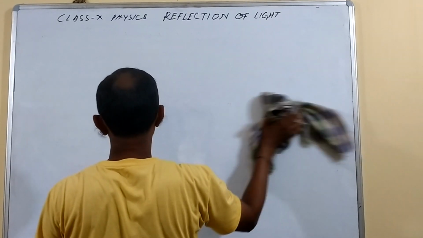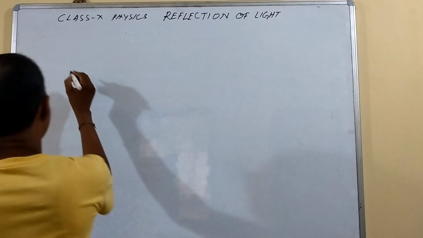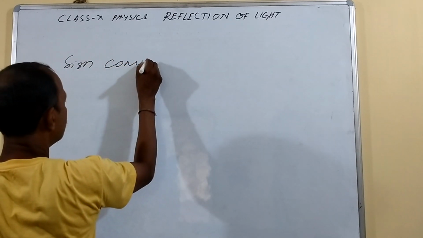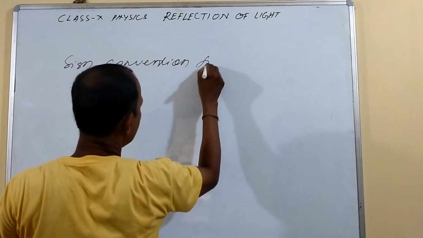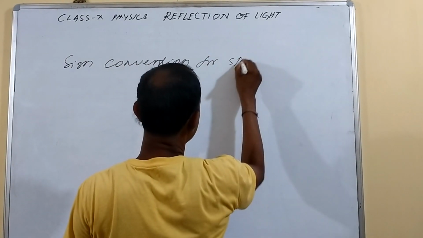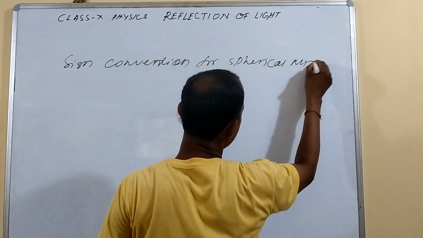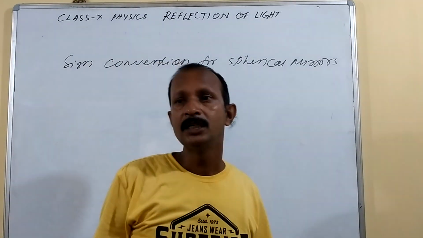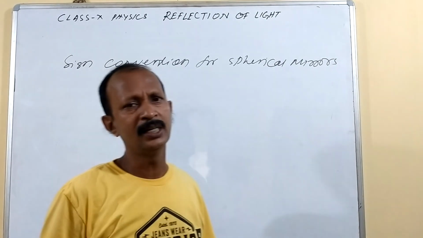Now let us go to the very important concept, that is the sign convention. Sign convention for spherical mirrors. Sign convention for spherical mirrors means both for concave and convex.